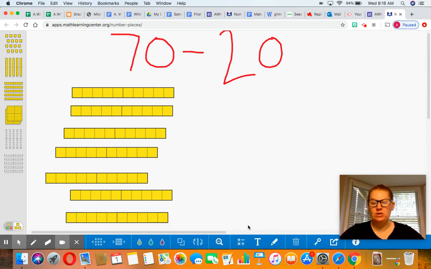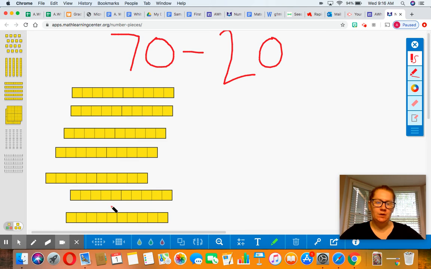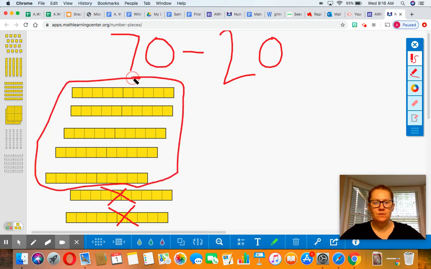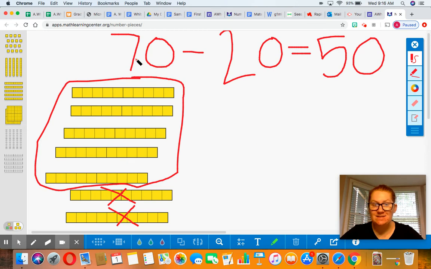I know the minus sign means take away, so I can take away 2 tens, or 20, and I'm just going to cross them out to show that I'm taking away 20. So 10, 20. When I've taken away 20, now I can count how many I have left. I have 10, 20, 30, 40, 50. So 70 minus 20 equals 50.